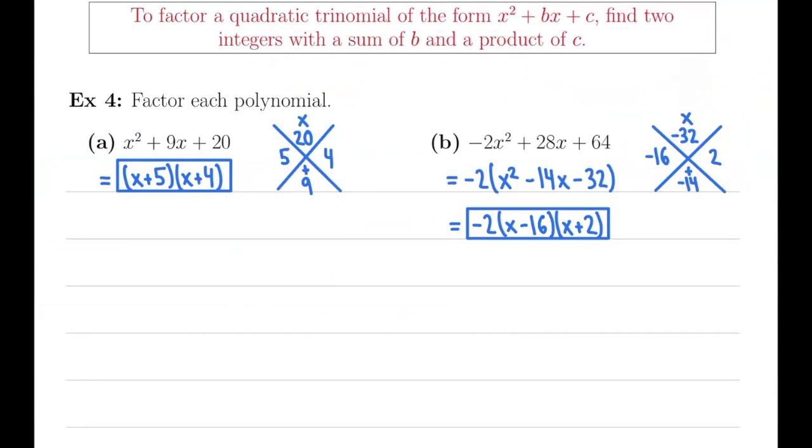How important is it to check your work? It's very important because let's say you're taking an exam on factoring and you check your work for all the problems, then you're guaranteed to get an A if you checked your work correctly.